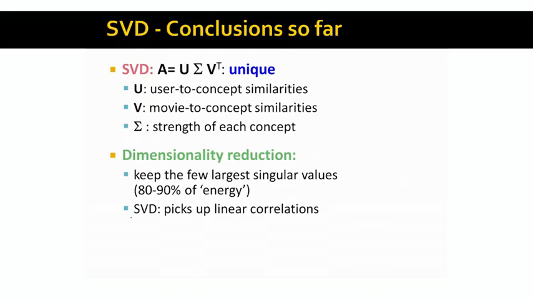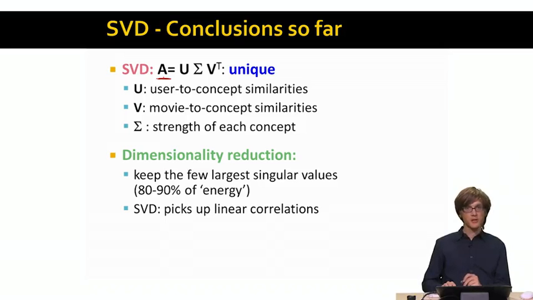So what are the conclusions so far? What we know so far is the following. We can take any real-valued matrix A and represent it as a product of three special matrices, U, sigma, and V transpose. We know that this decomposition is unique. We can think of matrix U as a user-to-concept matrix, matrix V as a movie-to-concept matrix, and the matrix sigma, the singular values, as the strength of each concept.